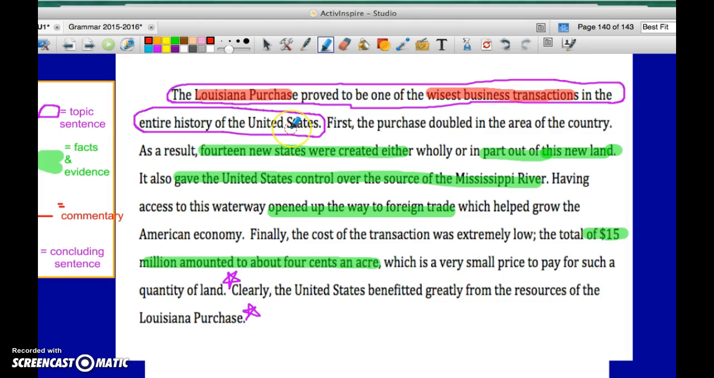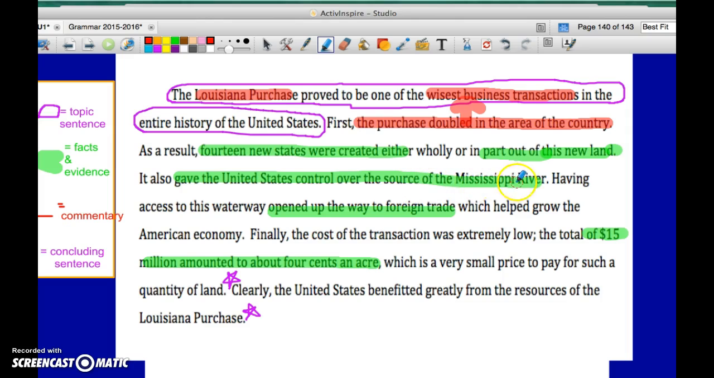Now we're going to look back at the remaining sentences and we're going to see, where does the author explain or connect the evidence, the facts, to this main idea of the wisest business transaction. In the very first sentence after the topic sentence, we see that the author is saying, well, the purchase doubled the area of land in the country. So in other words, this is starting to show that the Louisiana Purchase was a really, really good thing for the United States.